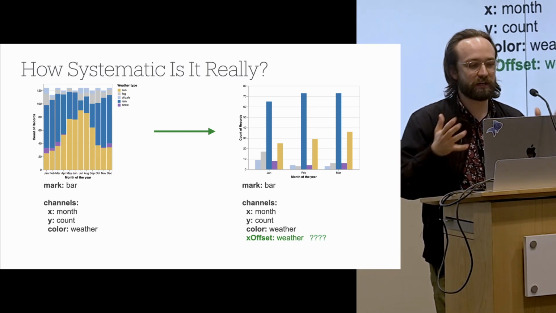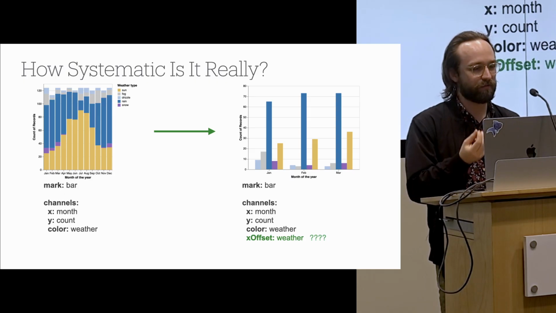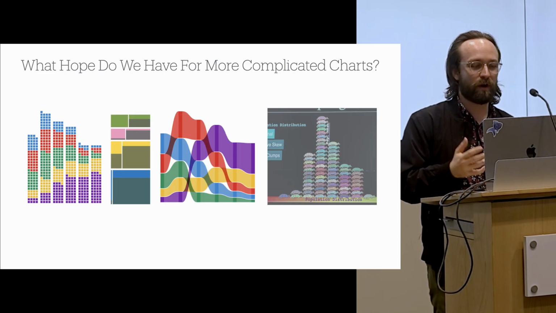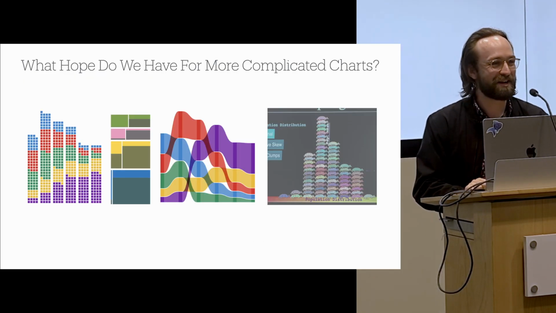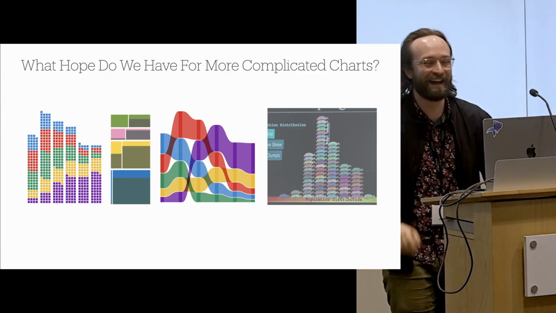For such basic charts as stacked and grouped charts, it's strange that we have all these weird inconsistencies. And so what hope do we have for all of these other, more complicated charts? Like, how are we going to make this armadillo? I don't know.